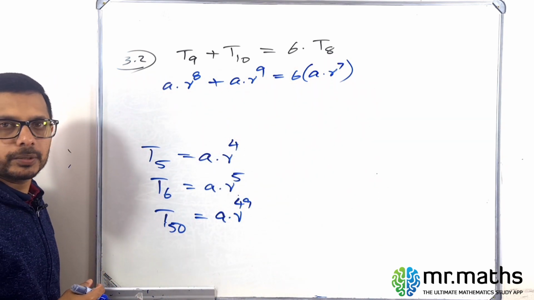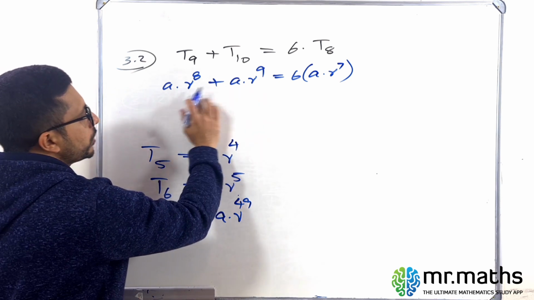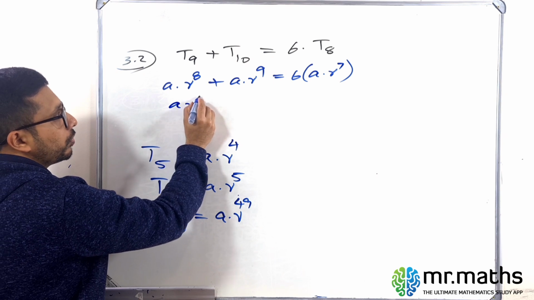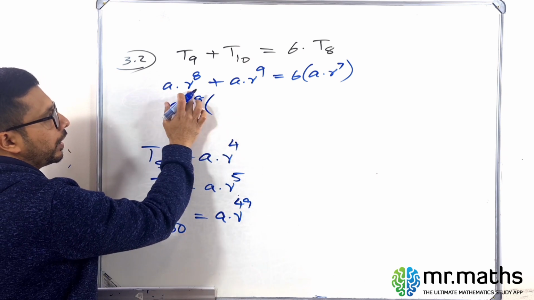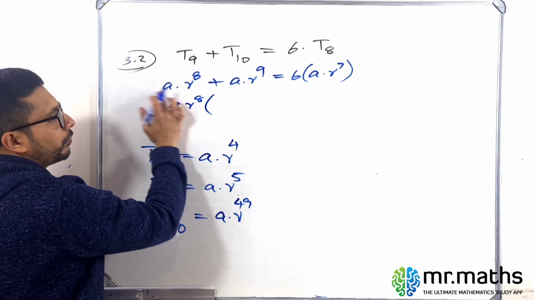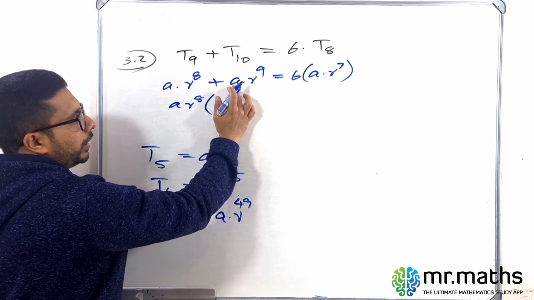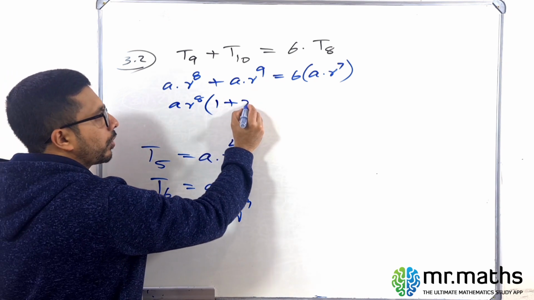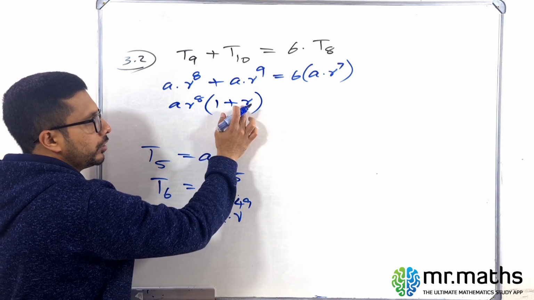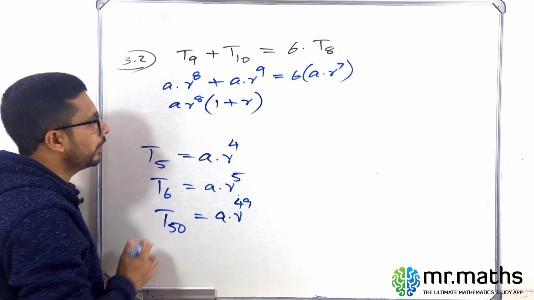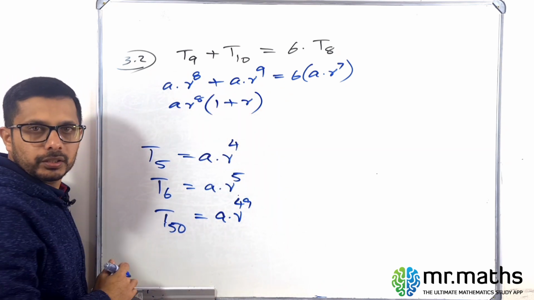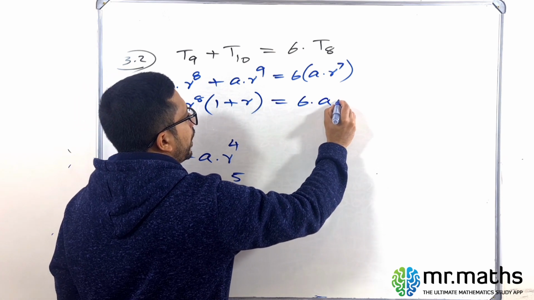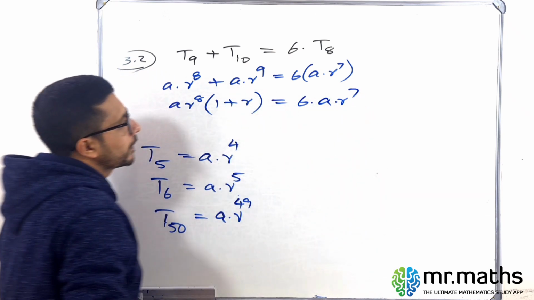You understand? Okay, so now from these two terms, is there not a common factor? A r raised to 8 is also a common factor. Am I right? So I took all of this one, so remaining is 1 here, and a r raised to 9. I took a r raised to 8 as common factor, so there is one more r there. Am I right? r raised to 8 times r is r raised to 9. Okay. A times r, this a. Okay. So that is equal to 6 times a r raised to 7.